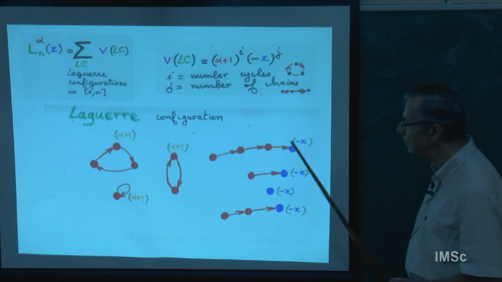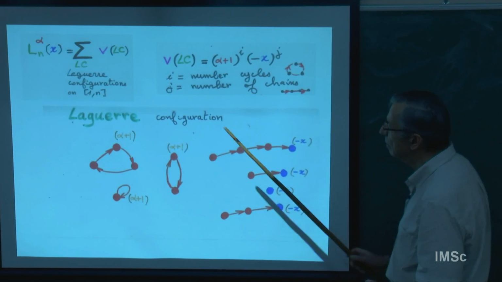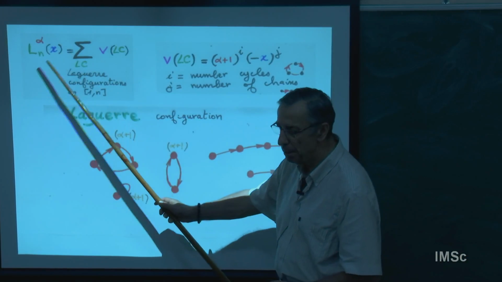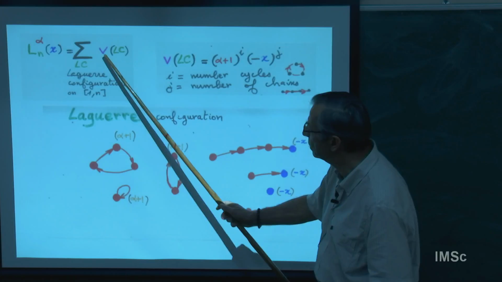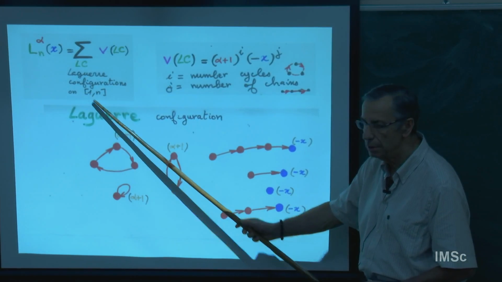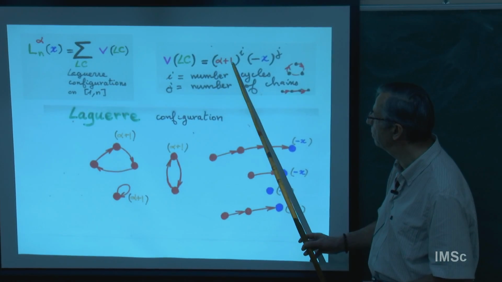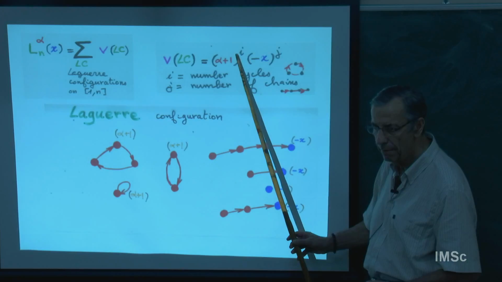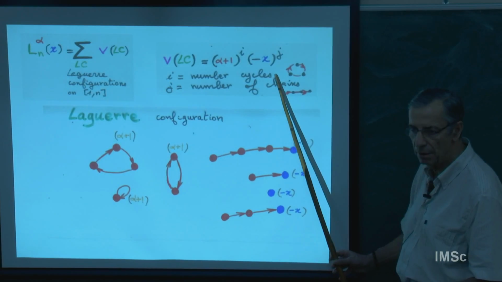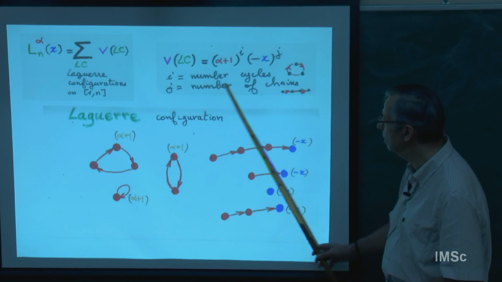So I restate it. Define this as a Laguerre configuration. I claim that the Laguerre polynomial can be defined as a sum over all Laguerre configurations on n points, where the weight of a Laguerre configuration is (alpha plus 1) to the power i, the total number of cycles of the permutation on the left, and (minus x) to the power j, the total number of chains.